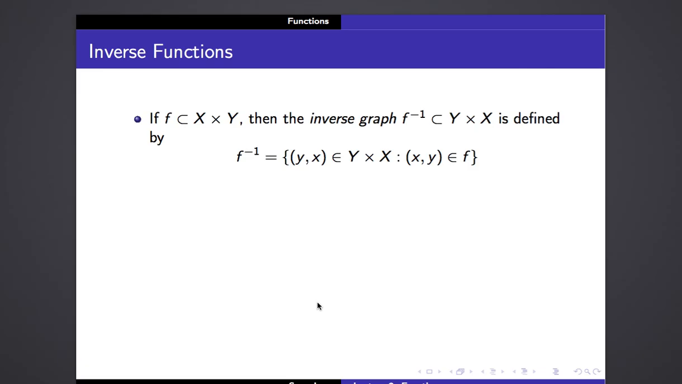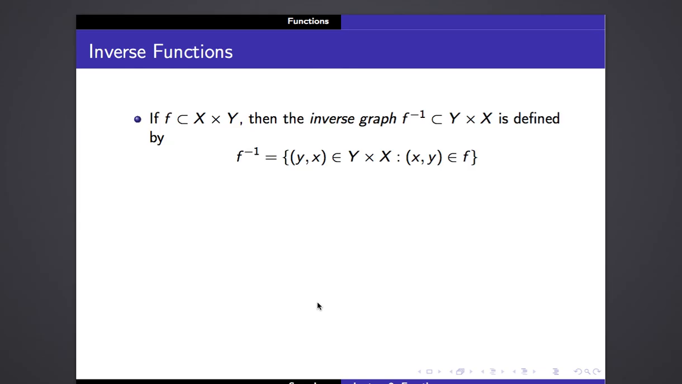In this lecture, we continue to study functions. We begin with what we left off last time. The topic is inverse functions.